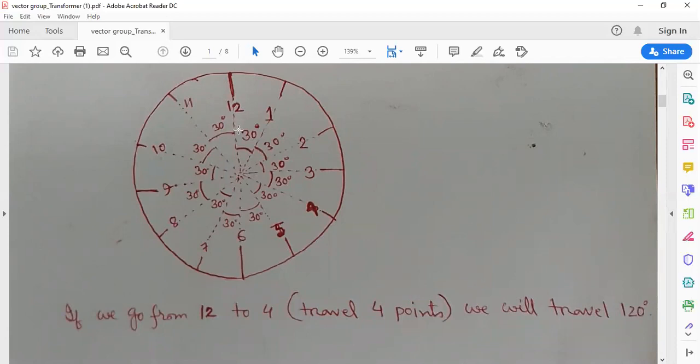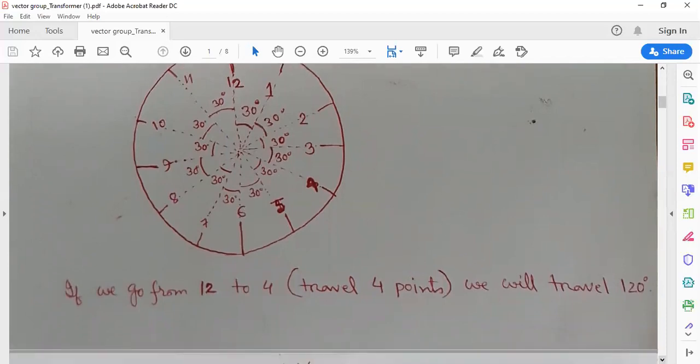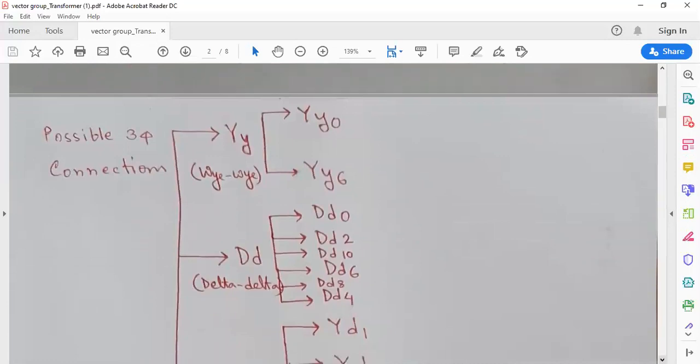So what will be the angle difference? Angle difference would be half of the circle, which is 360 degree divided by 2, 180 degree. So the angle difference between primary and secondary line to line voltage is 180 degree.